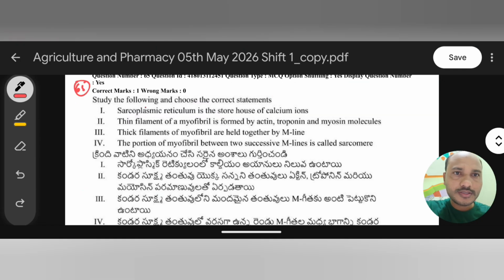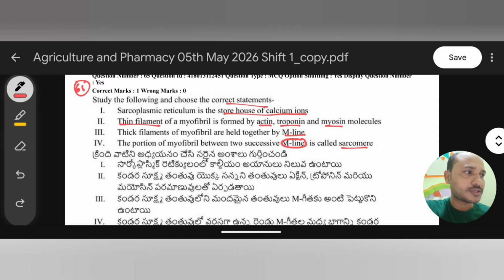Question 65. Study the following and choose the correct statement. Here we have to choose the correct statement among four statements given. First, the sarcoplasmic reticulum is the storehouse of calcium ions. Second, the thin filament of a myofibril is formed by actin, troponin and tropomyosin molecules. Third, the thick filaments of a myofibril are held together by the M line. Fourth, the portion of a myofibril between two successive M lines is called a sarcomere. These are the options given. Let's start analyzing these questions.